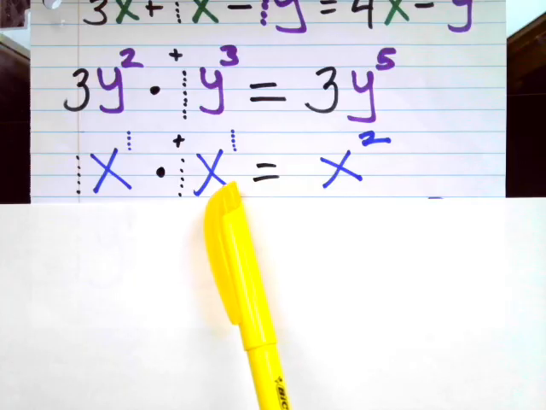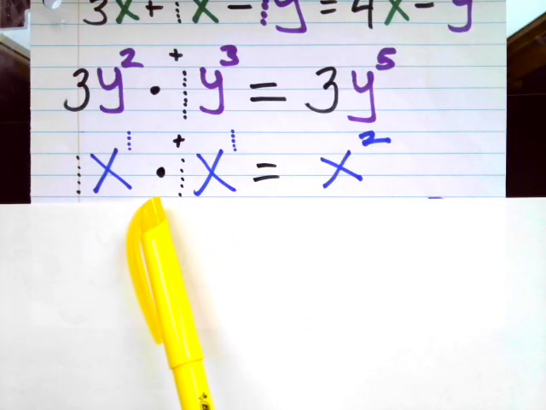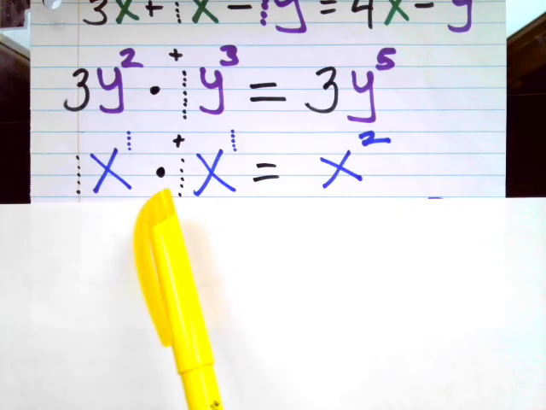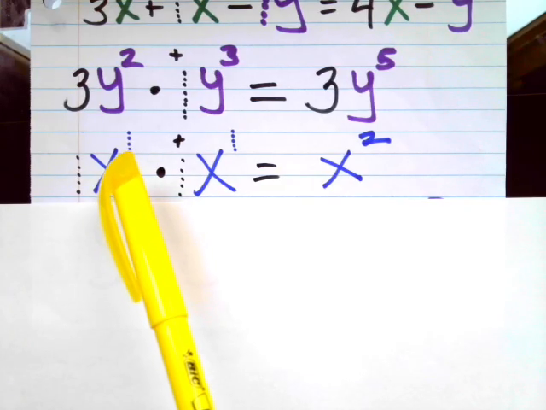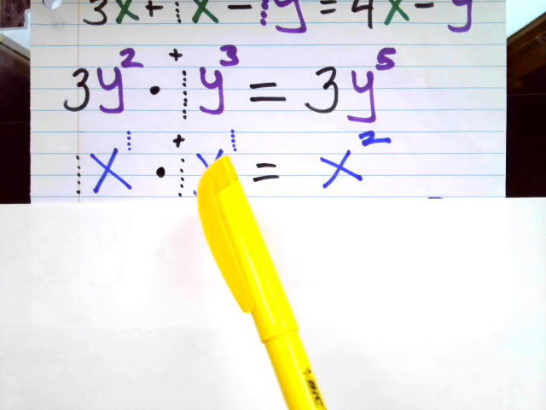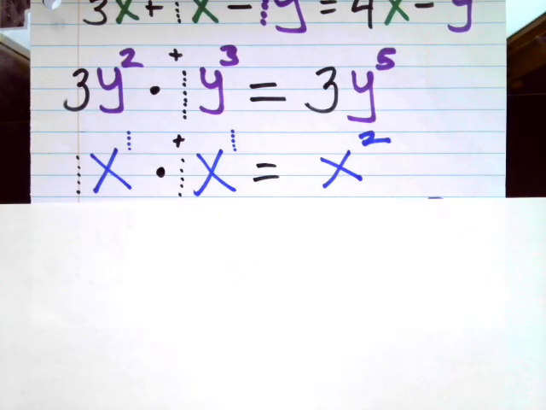So x times x, right? Well, are these like terms? Doesn't matter because we're multiplying. So what you want to do is show these invisible ones. That's 1x times 1x. And because when you multiply, you add these exponents, right? We're multiplying with variables. You want to add those exponents. So show those invisible ones. That will make things crystal clear.